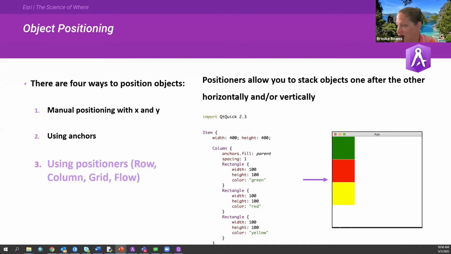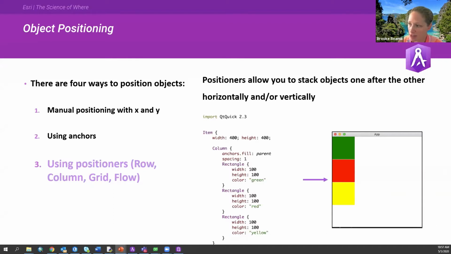The column fills the entire parent, but you can see that the rectangles begin at the top left. There is a tiny little white space between each of the rectangles. It's hard to see because it's only 1 pixel, but there's a spacing property in column and row elements, and in this case we've given a spacing of 1 pixel. So you can see that they're stacked one on top of the other, in this case vertically, because we have a column.